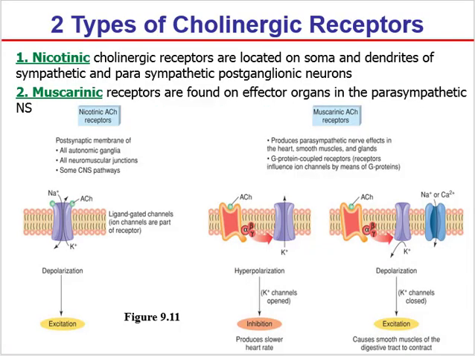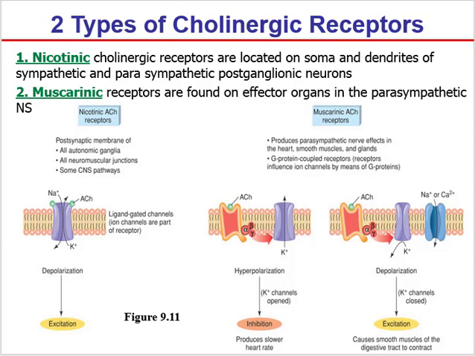Going back to Figure 9.11, we can see the two receptors side by side, and now we can look at their functional effects on the effector cells. On the left, the nicotinic cholinergic receptors bind two molecules of acetylcholine, which in turn pops the ion channel open and sodium rushes in, causing depolarization, and then there is a subsequent loss of potassium.